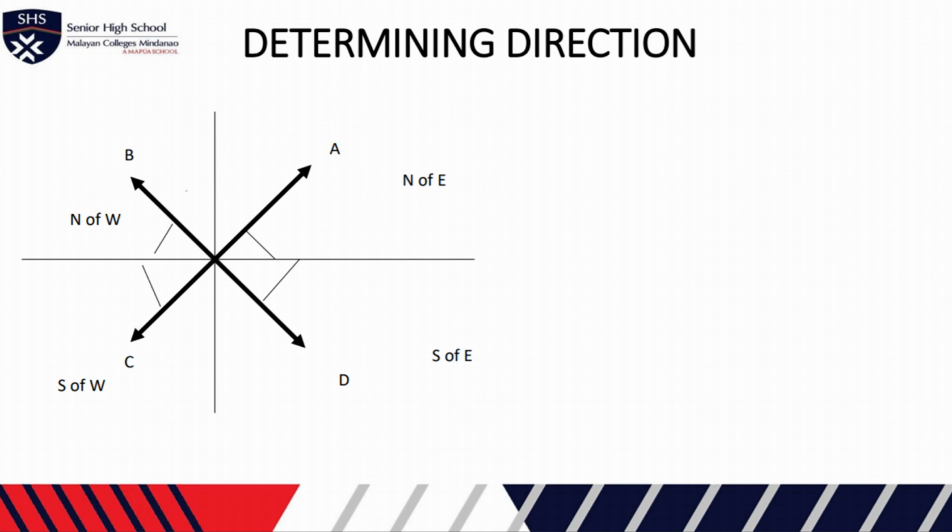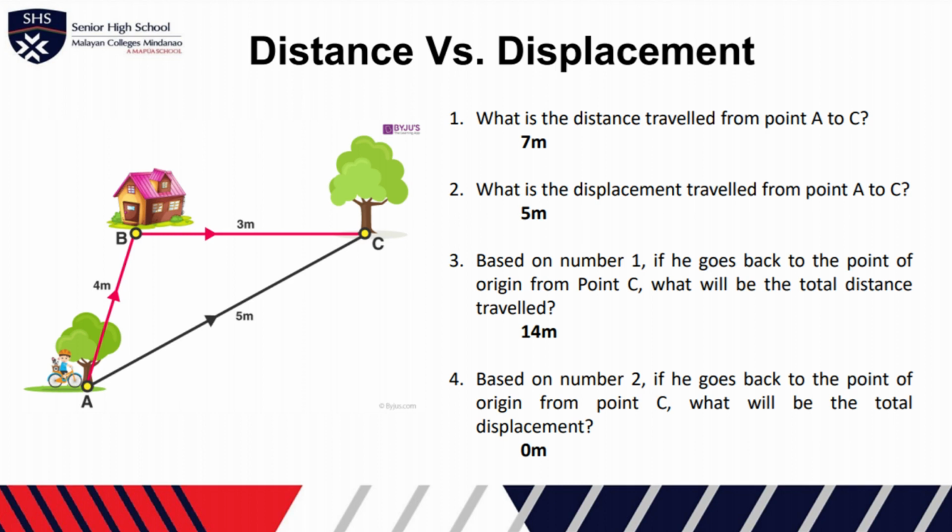Vectors are very important for us to determine a particular direction, as shown in the picture below. In relation to direction, we have here two terms that are very familiar to us, which are distance versus displacement. Now let us know about distance.